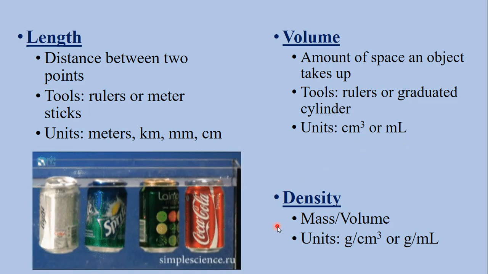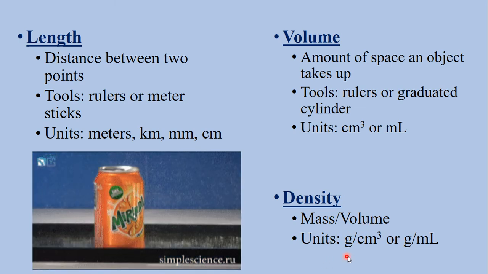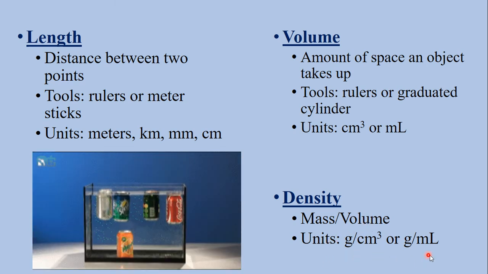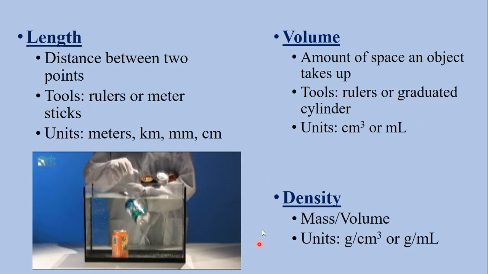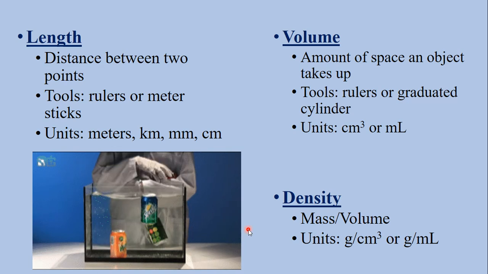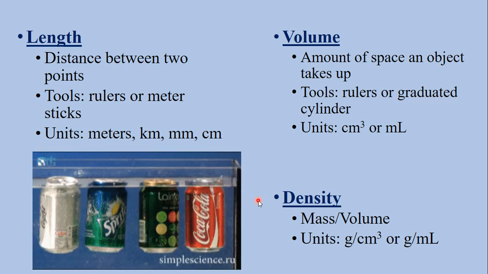For density, you take the mass and divide by the volume to get it. Its unit is grams per centimeter cubed or grams per milliliter, because of the two units for volume. You can kind of see in this GIF one way density works. It determines how things are going to sink or float in water.